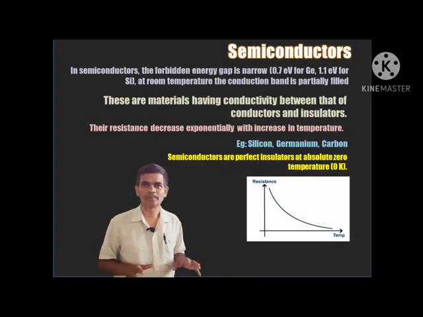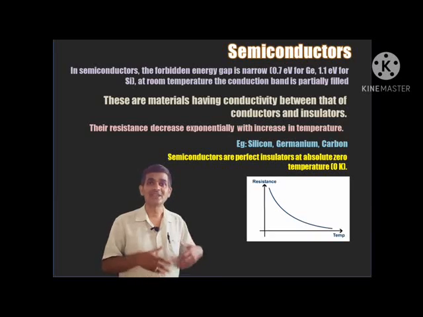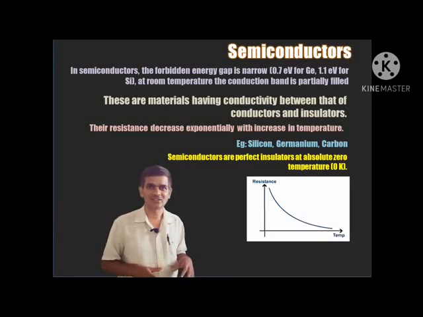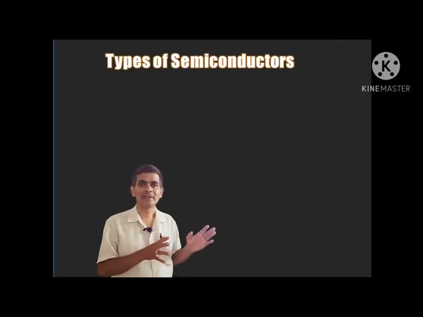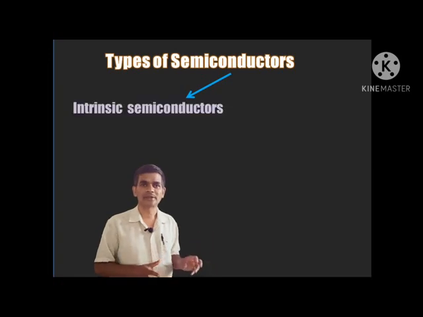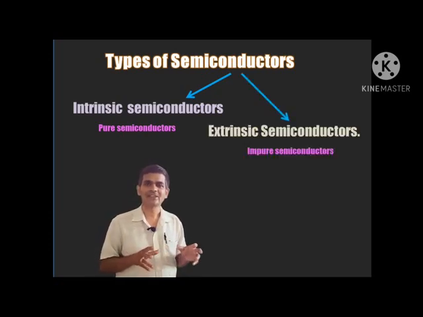But at absolute zero or 0 Kelvin, the semiconductor is a perfect insulator. Semiconductor behaves like a perfect insulator at 0 Kelvin, but as the temperature increases, the conductivity increases or resistivity decreases, and it turns into a conductor. We classify semiconductors into two types: an intrinsic semiconductor, meaning a pure semiconductor, and in order to increase the conductivity we add some impurity atoms, then it becomes an impure or extrinsic semiconductor. Let us study details about these two types of semiconductor. First we'll see what an intrinsic semiconductor is.